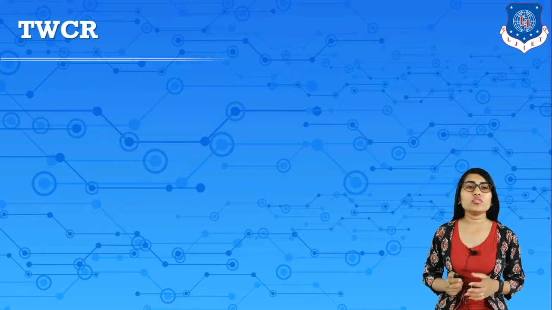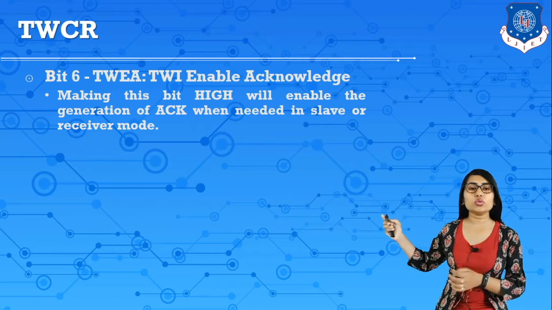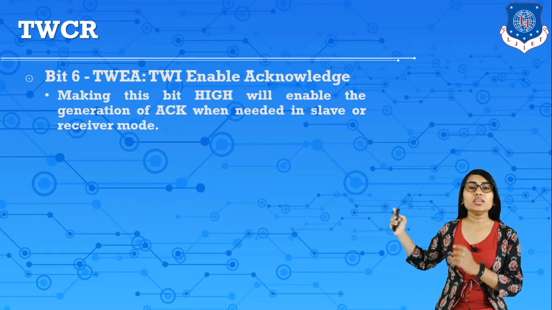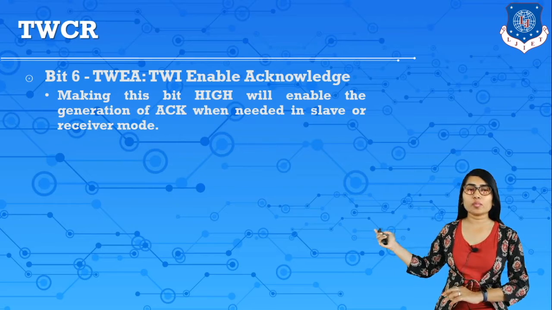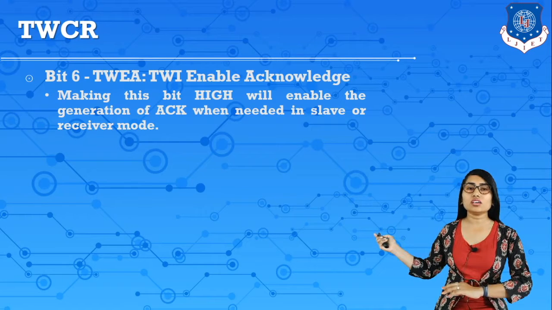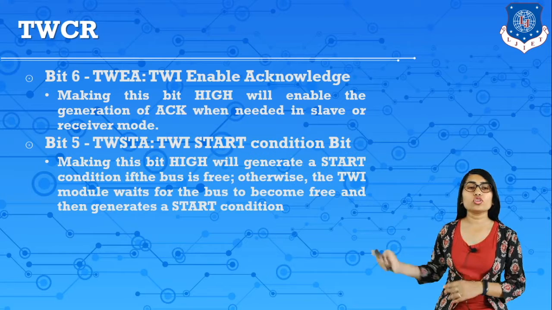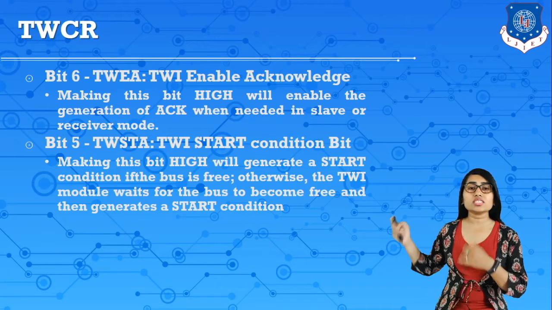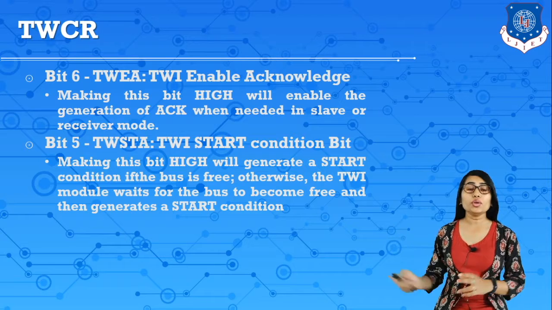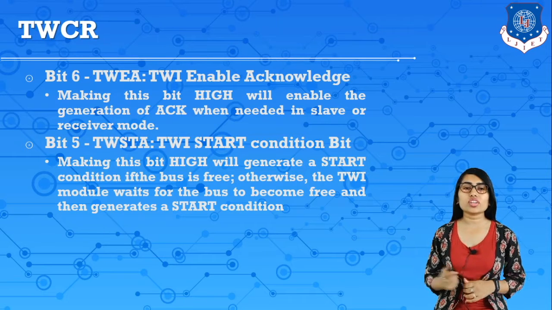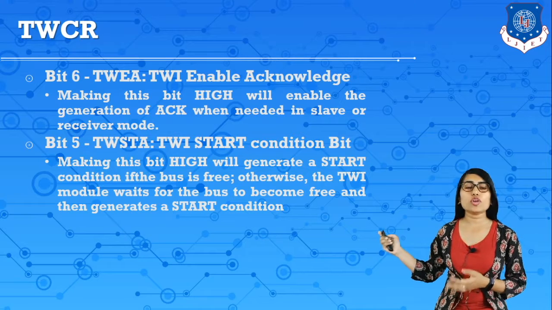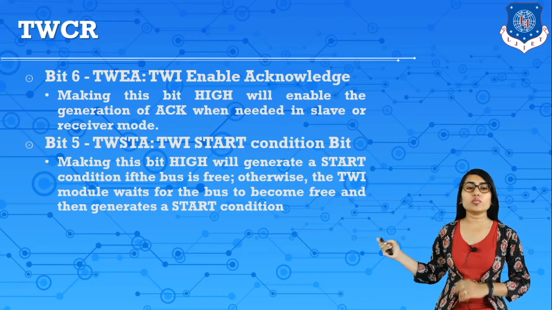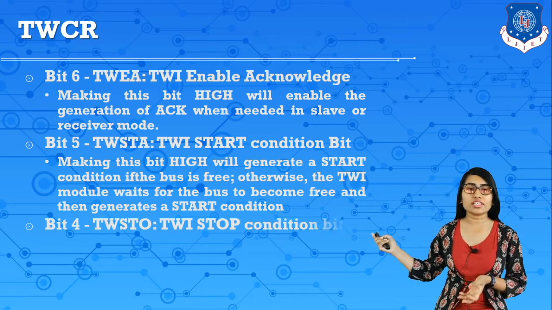Then the next bit of TWCR is TWEA, that is TWI enable acknowledge. Making this bit high will enable the generation of an ACK, that is acknowledge, when needed in a slave or receive mode. Then TWSTA, that is TWI start condition. Making this bit high will generate a start condition if the bus is free. Otherwise the TWI module waits for the bus to become free and then generates the start condition.